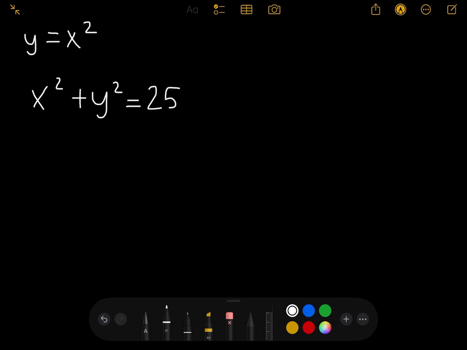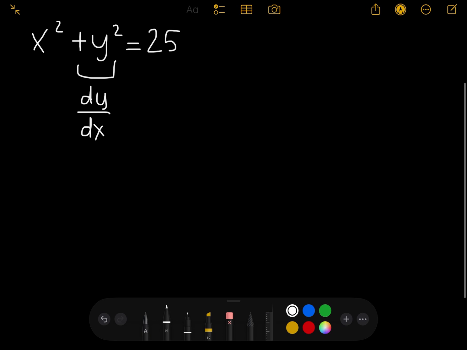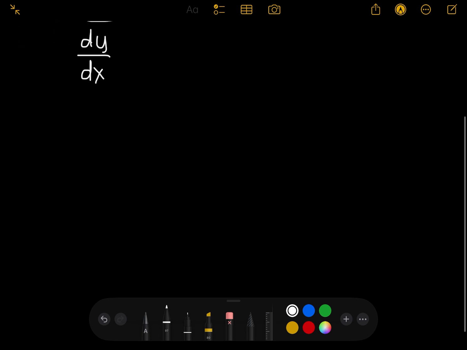So the main idea here is that we are going to take the derivative of both sides of the equation with respect to x, even if the equation has y's in it. But there is a trick to this. Anytime you take the derivative of y, you will multiply by dy/dx because y is a function of x. So let's solve this equation as an example.